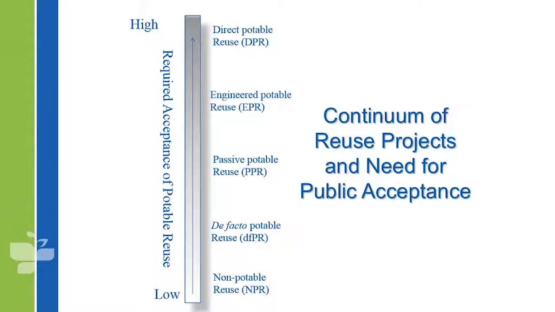Engineered potable reuse is where you start actively trying to manage that reuse, and so maybe you're moving your diversion point, or you're pumping water that's been discharged, return flows, into a water supply reservoir or moving it to a diversion point. So you've actually engineered something to allow you to take advantage of those return flows. And of course, at the opposite end of that spectrum from non-potable is direct potable reuse, or DPR.